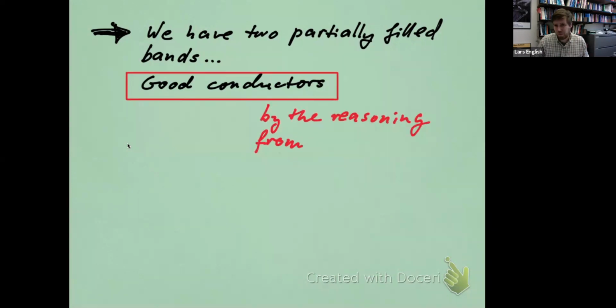Because partially filled bands allow electrons to conduct. So from the reasoning that we engaged in before, we can say that now we have two partially filled bands, and therefore conduction is not a problem. As a matter of fact, we get conduction in the first band and conduction in the second band.